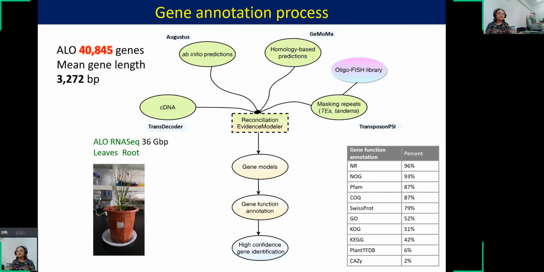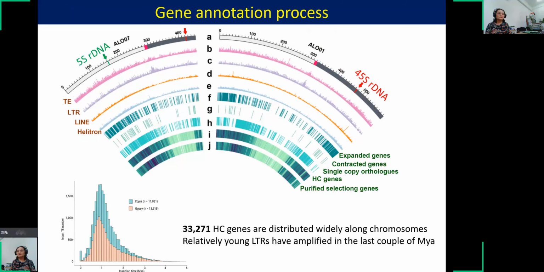The gene numbers in ALO are similar to but slightly greater than those in Brachypodium distachyon, Oryza sativa, Sorghum bicolor, Setaria italica, and Zea mays. With our new ALO genome assembly, we see how the genes are distributed widely along the chromosome. Gene distribution along the chromosome is interspersed with multiple families of relatively young LTR elements, which have amplified in the last couple of million years.